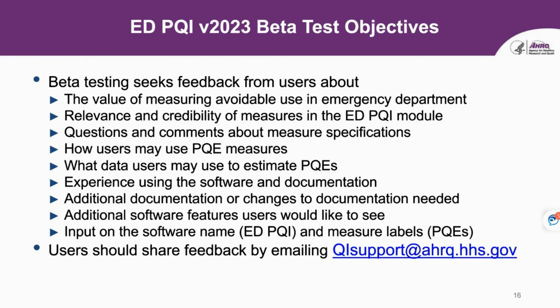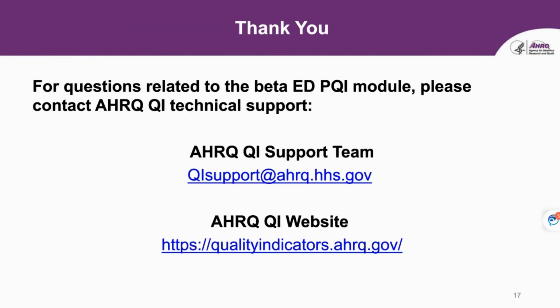Comments about or suggested changes to documentation. Comments about or suggested changes to the software. Input about terminology used to name the modules or labels used in the software. Users can share their feedback by emailing to the address shown, QIsupport@ahrq.hhs.gov. If you have any questions about the beta test or the module, please contact tech support at QIsupport@ahrq.hhs.gov.